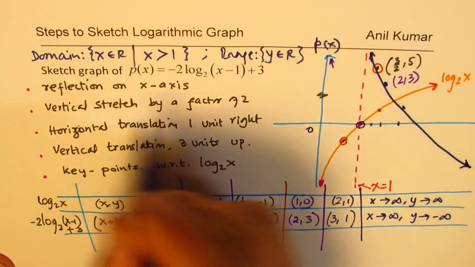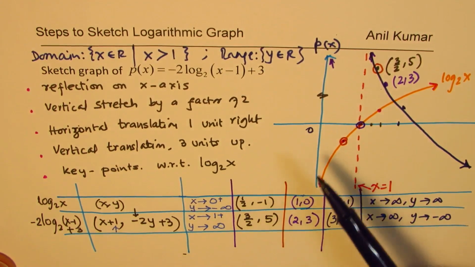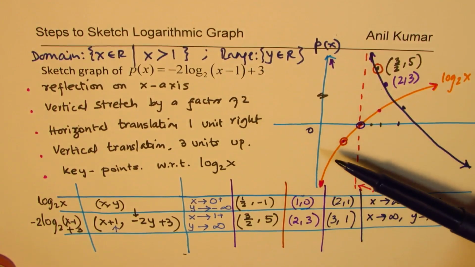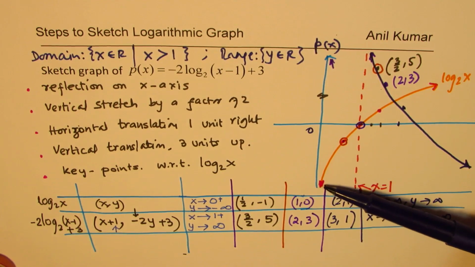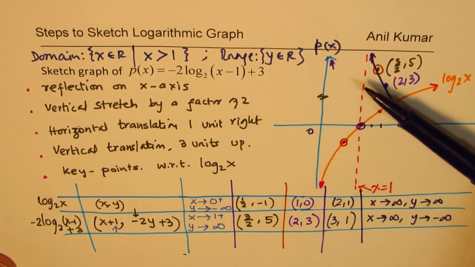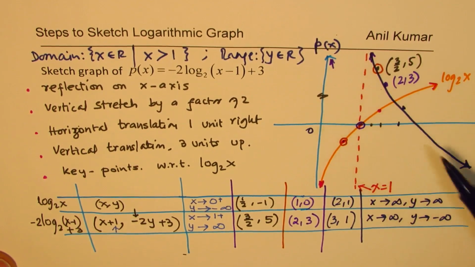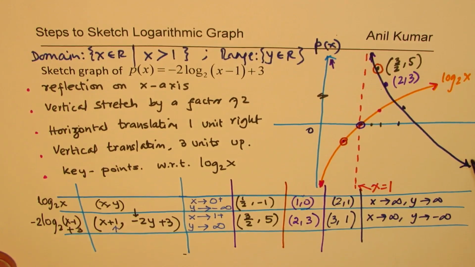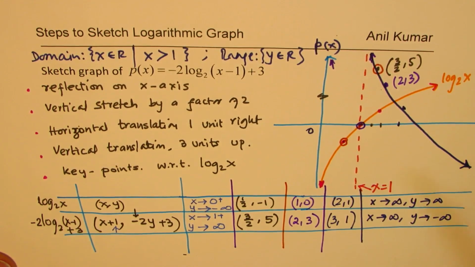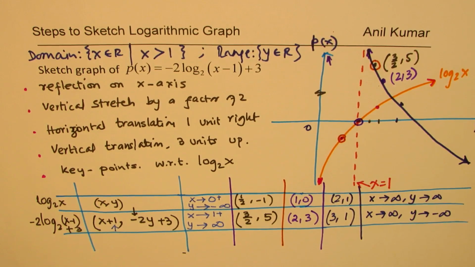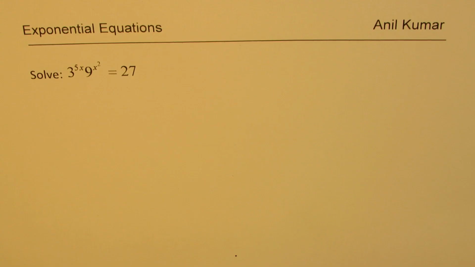That's okay, but the domain has changed. Even the end behavior has changed. Instead of approaching negative infinity on the vertical asymptote, it approaches positive infinity. But when x approaches infinity, it approaches negative infinity, right? So that is how we get our transformations done. So I hope that helps you to understand the complete concept of sketching logarithmic functions.